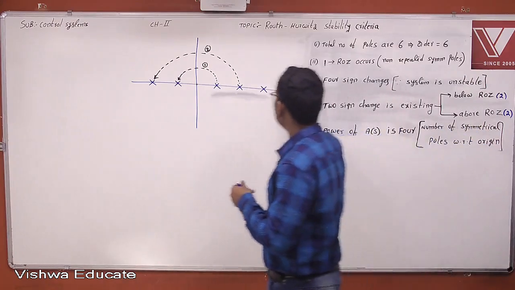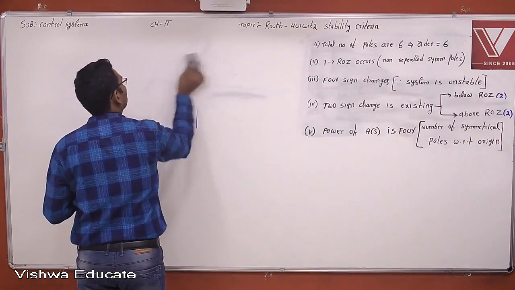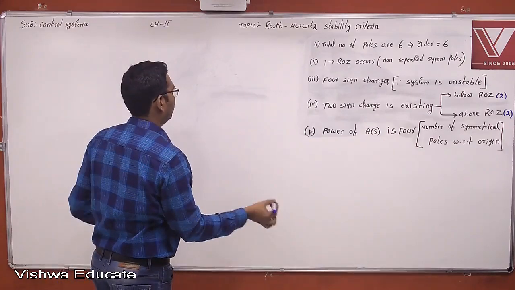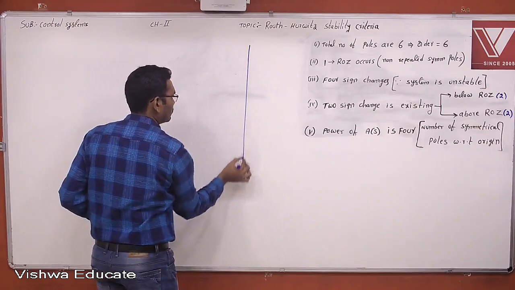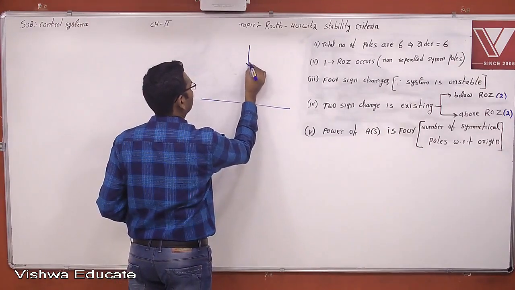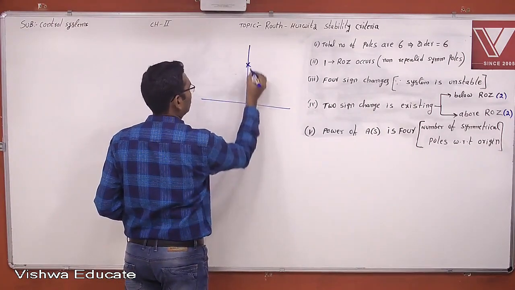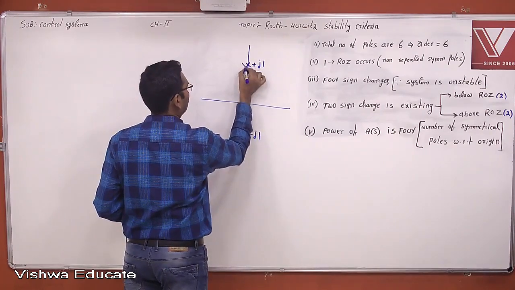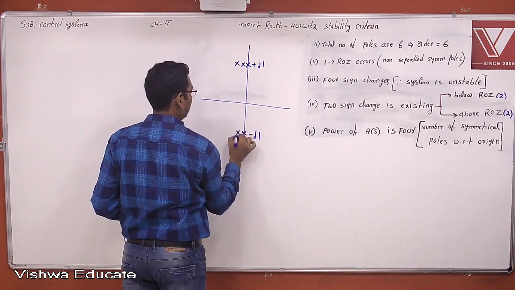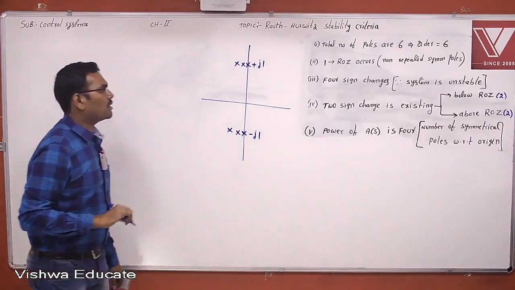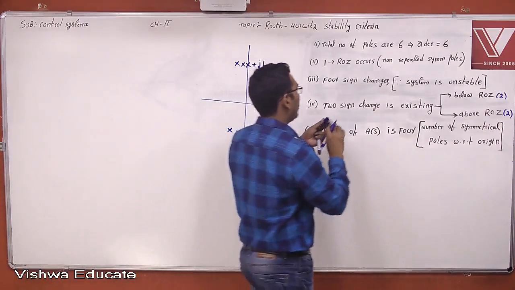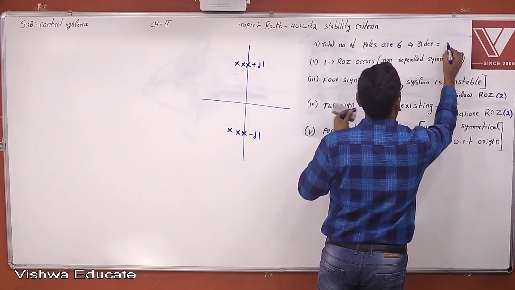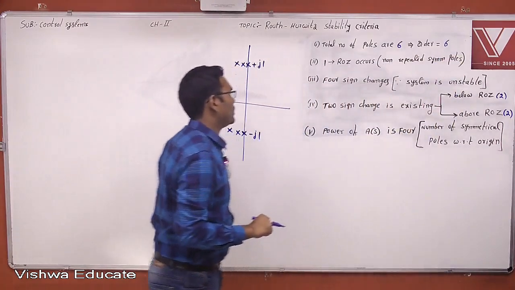Okay. Now see here. So total 6 poles. The total number of poles is 6. Therefore, the order is 6. The highest power in the characteristic equation is 6.